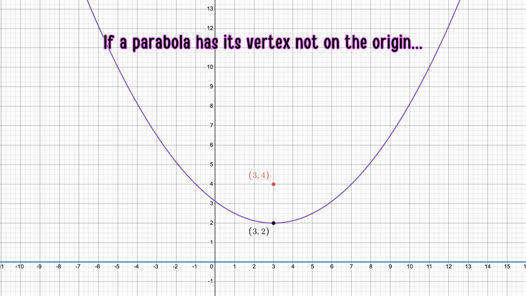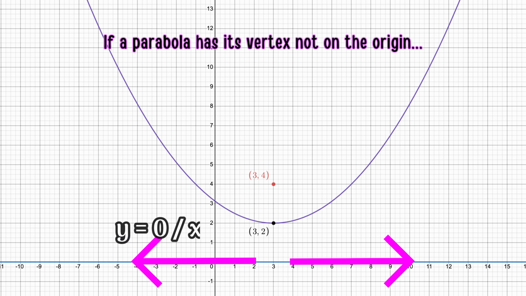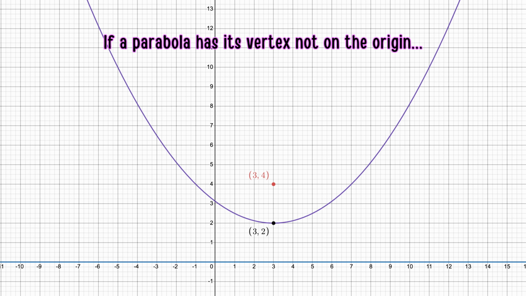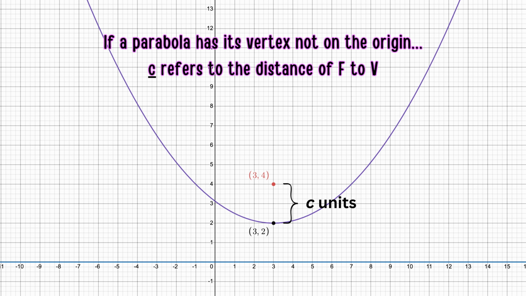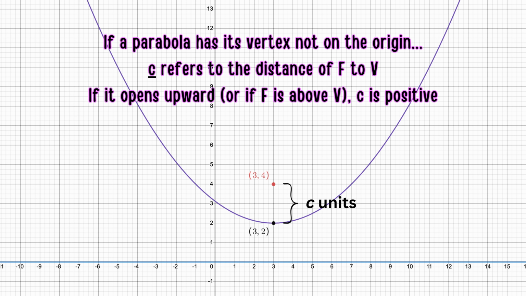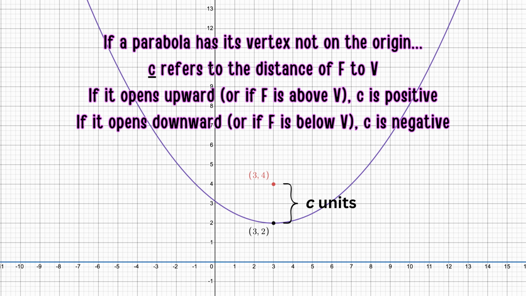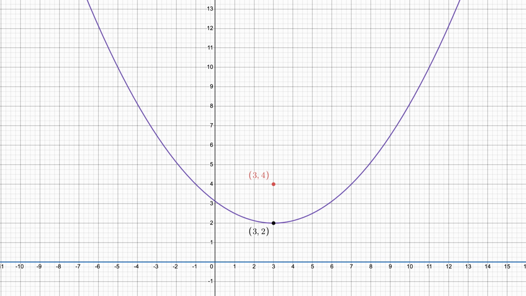In this given parabola, the vertex is not on the origin, but at (3, 2). The focus is above it, at (3, 4), while the directrix is at y = 0, or the x-axis. The distance from vertex to the focus is still denoted by c. If it opens upward, c is positive, and the focus is above the vertex. If it opens downward, c is negative, or the focus is below the vertex.